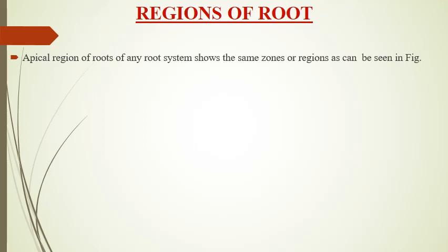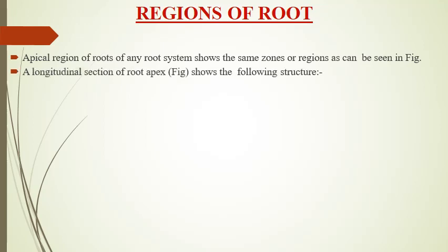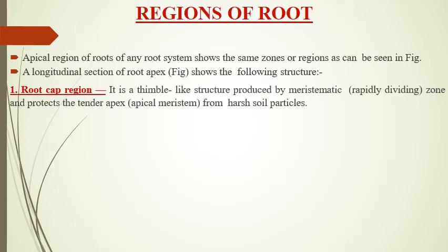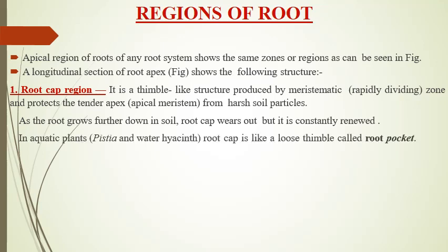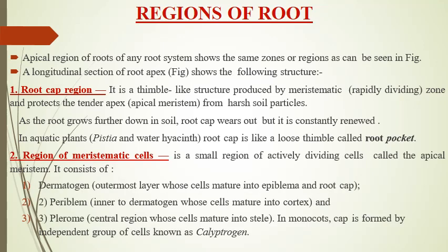Regions of root. Apical region of roots of any root system shows the same zones or regions as can be seen in figure. A longitudinal section of root apex shows the following structures. Root cap region. It is a thimble-like structure produced by meristematic zone and protects the tender apex from hard soil particles. As the root grows further down in soil, root cap wears out, but it is constantly renewed. In aquatic plants, root cap is like a loose thimble called root pocket.